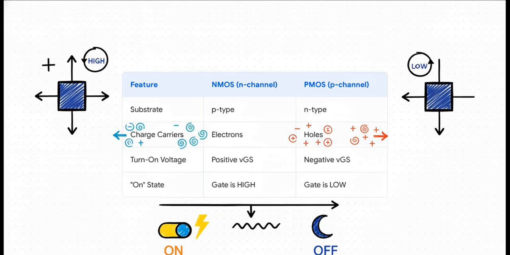Everything is flipped. It's built on an N-type substrate, its current is carried by positive holes, and it turns on with a negative gate voltage. But you don't have to memorize all that. Here's the simple takeaway. The NMOS turns on when the gate voltage is high. The PMOS turns on when the gate voltage is low. They are perfectly, beautifully complementary.